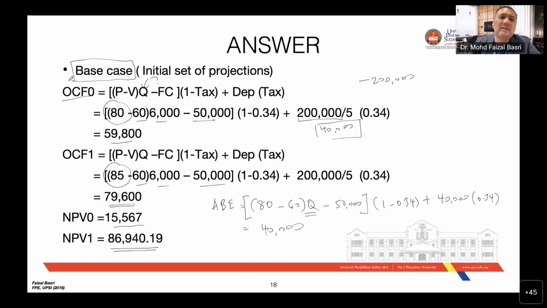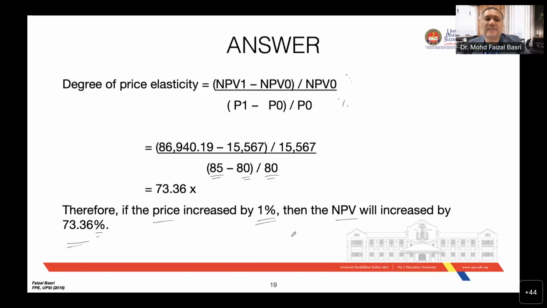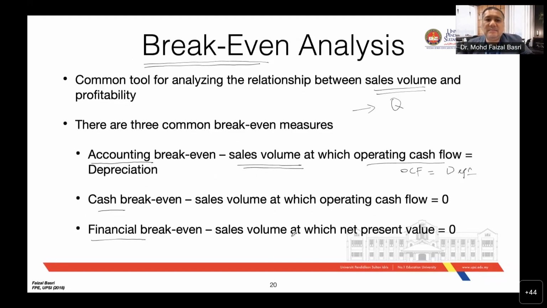So look at the question. If the question says, based on worst case scenario, calculate the Q, then you have to change a lot of variables. But here, I'm assuming we use the base case scenario. Then we find Q. What is your Q here? And by having the Q, you know that's the amount of target you need to sell in order to generate enough operating cash flows to cover the depreciation value. So that's accounting break even. We want to find the Q at which OCF equals depreciation.